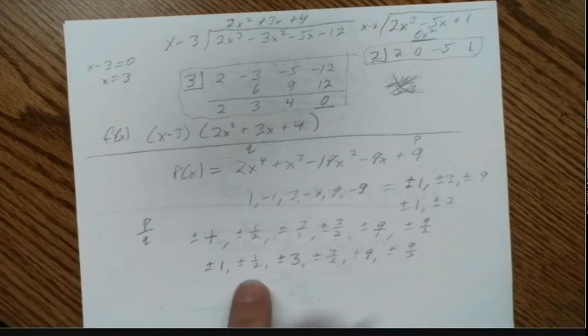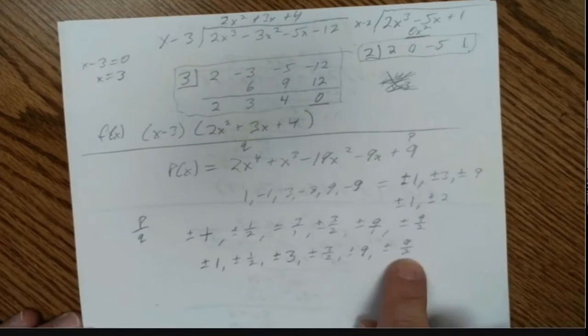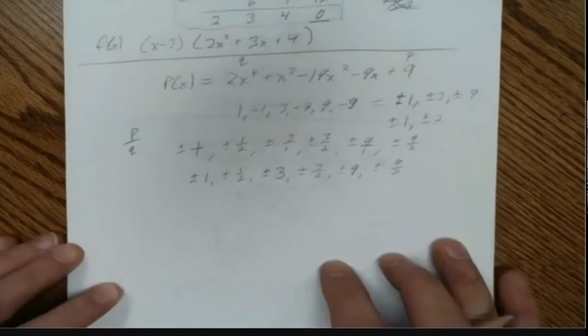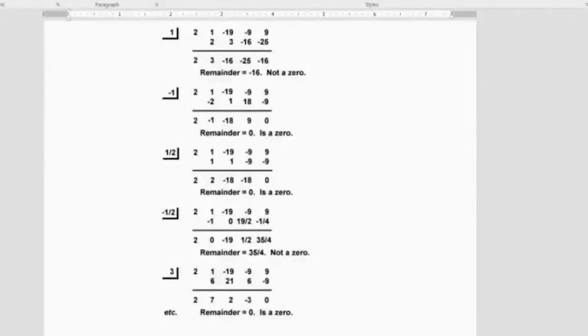All right, so from all the possible zeros in the world, we've narrowed it down to basically a dozen: 1, 1/2, 3, 3/2, 9, 9/2, or the negatives of any of those. Our textbook goes through and starts checking several of them with synthetic division to make it quick. They've checked 1, negative 1, 1/2, negative 1/2, and 3. If it has a remainder, then that is not a zero. When they checked 1, it has a remainder of negative 16, so that is not one of the zeros of this equation.